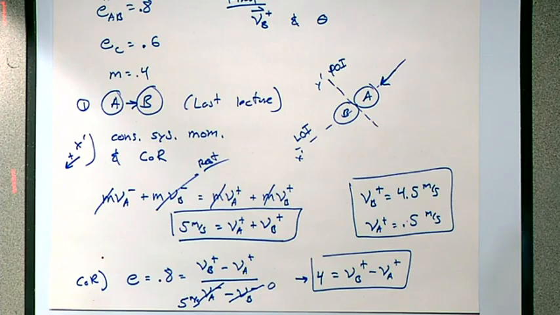Our other equation, coefficient of restitution. E, in this case we were told it was 0.6 for the cushion, is equal to the velocity of the ball after the second impact minus the velocity of the cushion after the second impact, over the velocity of the cushion after the first impact minus the velocity of the ball after the first impact. This one, my cushion, still sitting still. These guys are zeros.